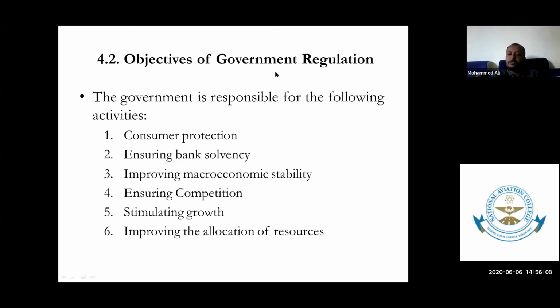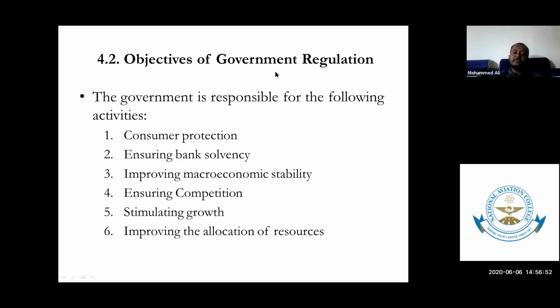The fourth one, ensuring competition. In order to ensure competition, specifically to avoid information asymmetry problem. In this case, in order to avoid unequal opportunity, create equal opportunity for all participants in the market. Equal opportunity, for example, for investors. Ensure equal information access or avoid information asymmetry problem.